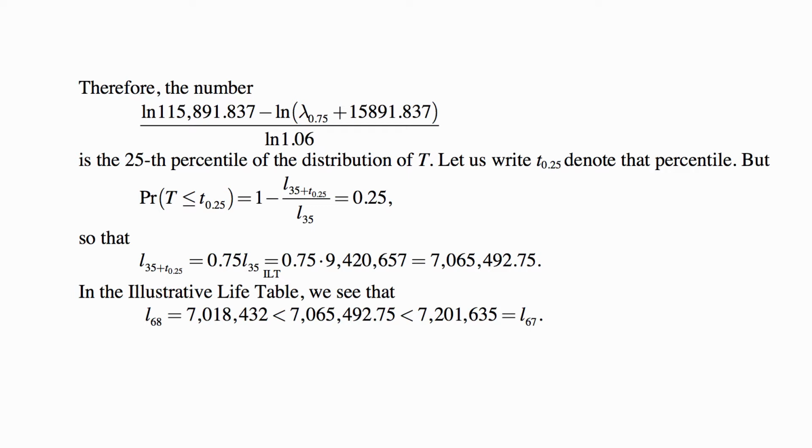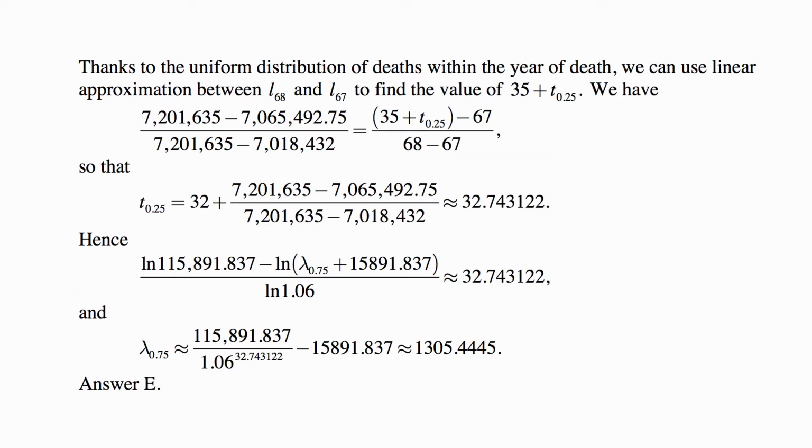But we have that population from the illustrative life table, so the population size at the age that we're looking at has to be 7,065,492.75. And in the illustrative life table, that number lies between the population size at age 68 and 67. And we are told in the problem that uniform distribution of deaths within the year of death applies. And that really means that we can use linear approximation between L68 and L67 to find the value of that age that we're looking for.